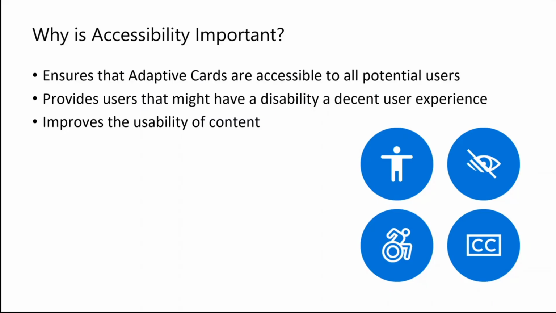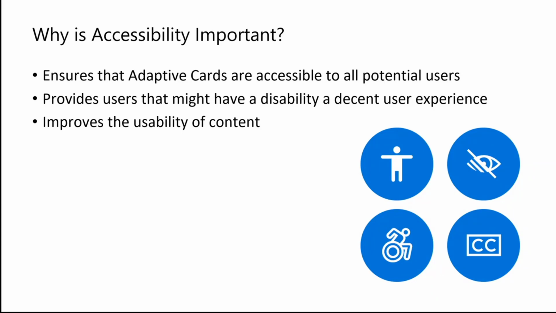So, the accessibility features in Adaptive Cards. A couple of points on why accessibility is important. It's typically something that people overlook when they're coding their adaptive cards or sharing cards across Teams or Outlook, but it's very important. We heavily emphasize accessibility and have been making lots of improvements because this ensures that adaptive cards are accessible to all the potential users that might use these cards.